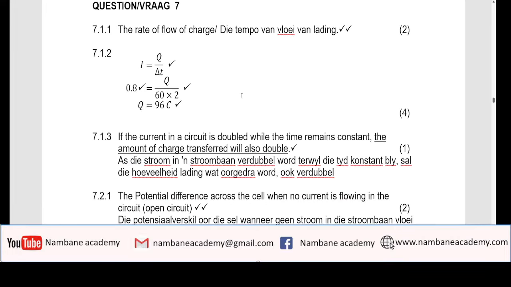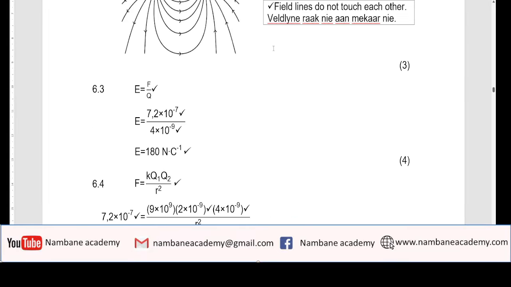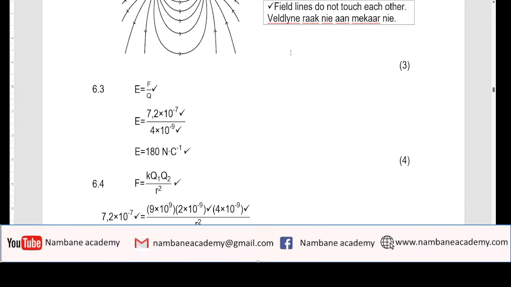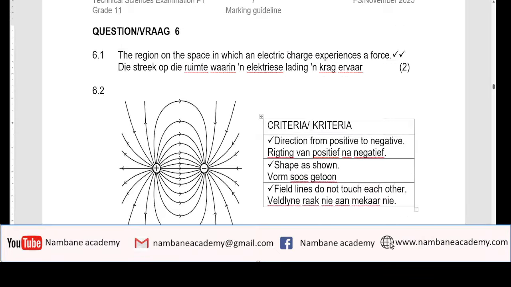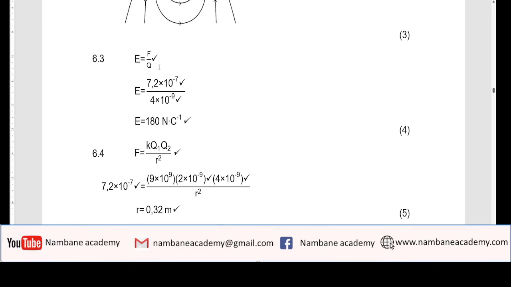So are we not going to check if we can allocate marks there? Are we going to leave it like that? Okay, no, sir. I think all the marks have been allocated to the purpose that it should be. I just wanted to check, sir.